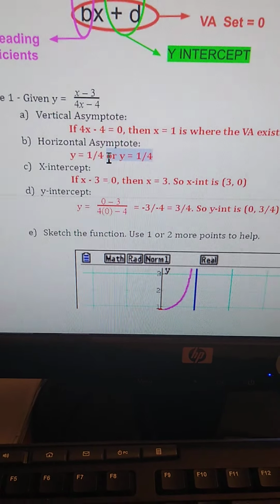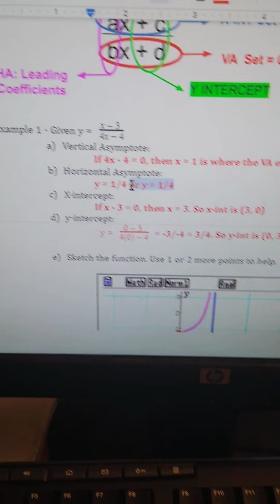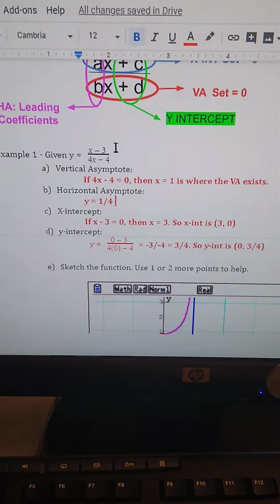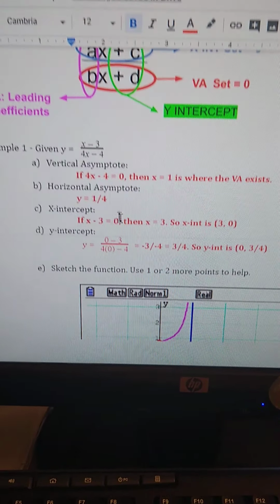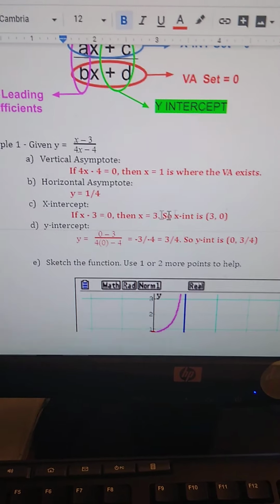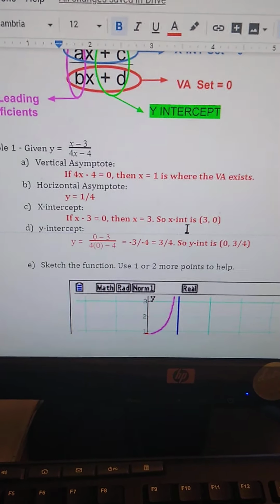And I don't know why I have it there twice. And we have x-intercept is the numerator. X minus 3, when that's equal to 0, I would get x equals 3, add 3 over. So the x-intercept is at 3, 0.